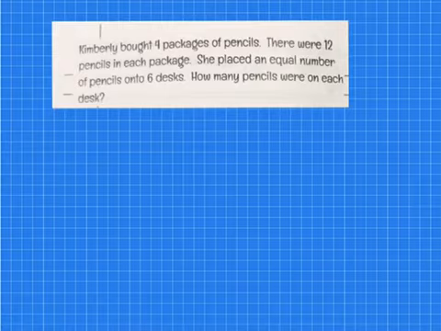So this type of problem is called a multi-step problem because she did 2 things. In my mind movie, I saw her doing more than one thing. So I know that it's going to be a multi-step problem. So let's take a look at our problem.